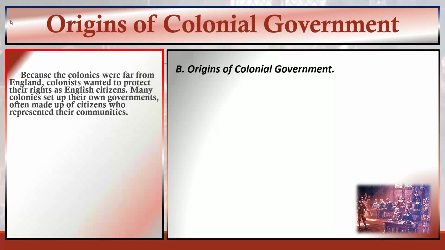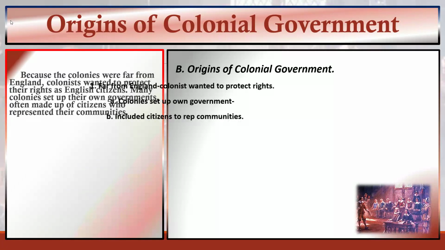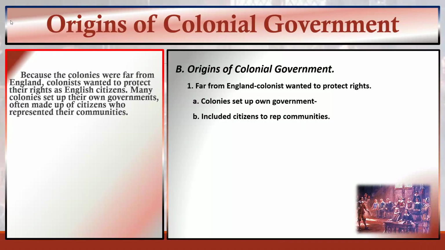Okay, colonies far from England wanted to protect their rights, set up their own governments. Citizens represent communities. I'm probably going to have a summary, something like that. And whoa, that's scary, right? Far from England, colonists wanted to protect rights. Colonies set up government, included citizens to represent communities. I put rep communities. It's almost exactly what I said out loud. So there's paragraph 1.